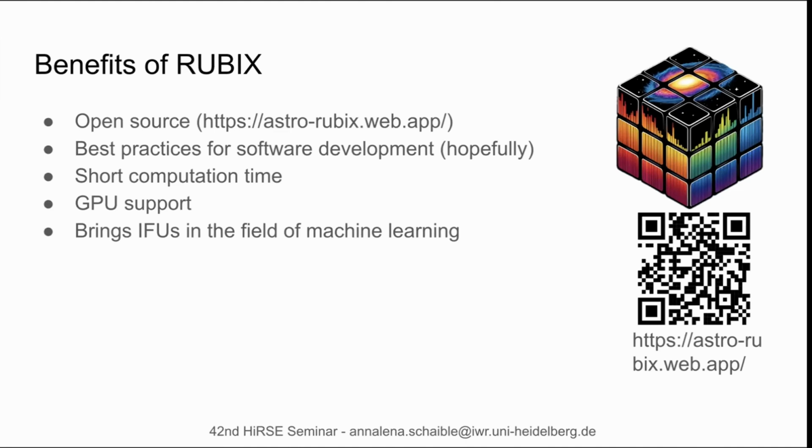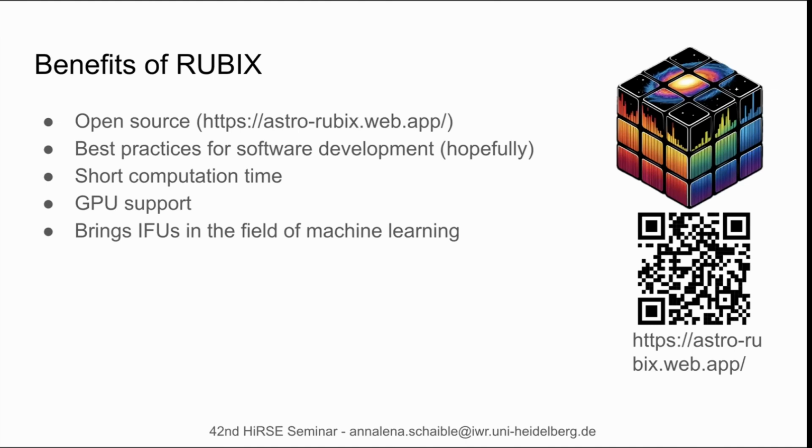We hope to achieve easy use with Rubik's, and we made the code public from the very beginning, and we hope that we followed most of the best practices from software development that we also learned from the Scientific Software Center in Heidelberg. It has a very short computation time, which is a game changer compared to previous software, and which is new, which none of the codes before had, it has GPU support. And with the short computation time and the GPU support, it brings these high-dimensional observational data or mock data into the field of machine learning.